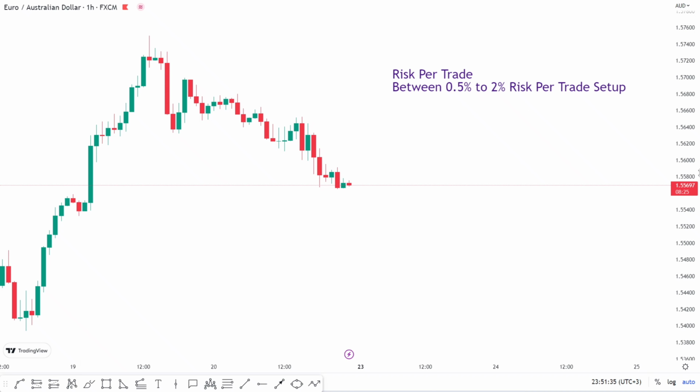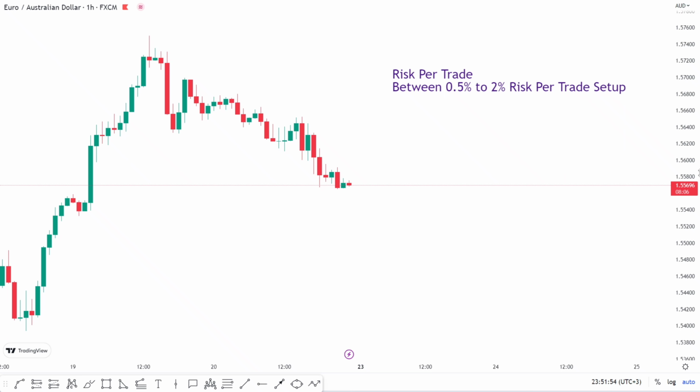How much should you risk per trade? And here is my answer. From trading over a long period of time, now 5 years in the market, I'll tell you the best risk management practice that you want to use is risking between 0.5% to 2% risk per trade setup.